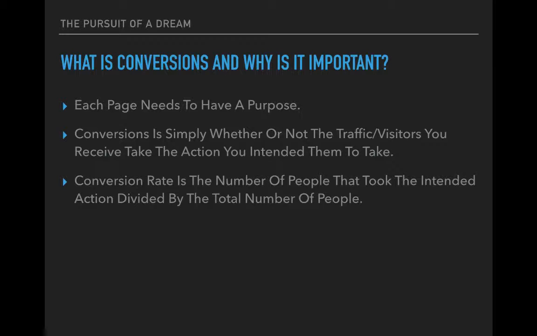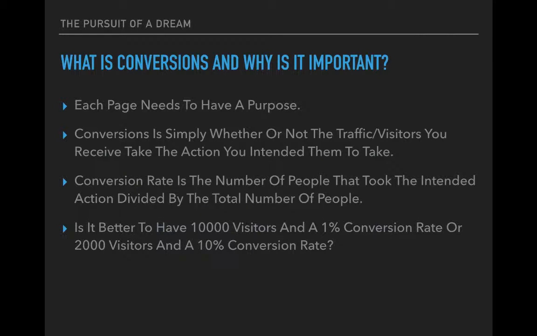Conversion rate is the number of people that took the intended action that you wanted them to take, i.e. sign up for that ebook, divided by the total number of people that have visited that web page. So look at it this way, right? Is it better to have 10,000 visitors on a particular web page and a 1% conversion rate, or 2,000 visitors and a 10% conversion rate?